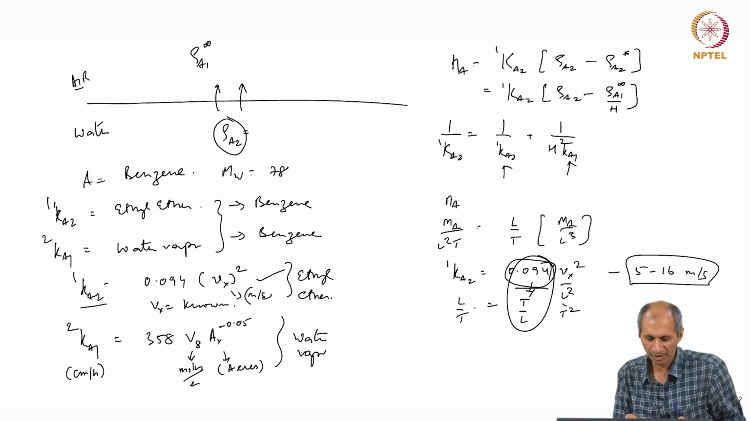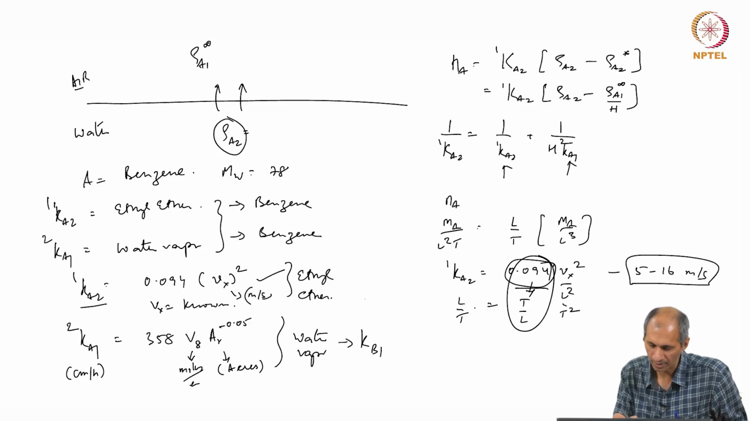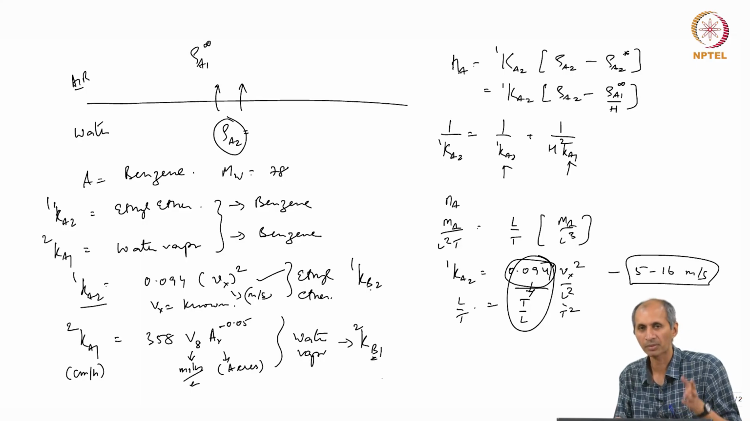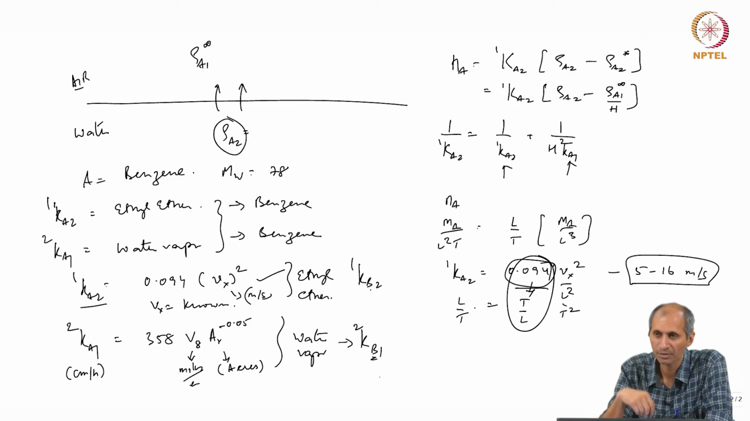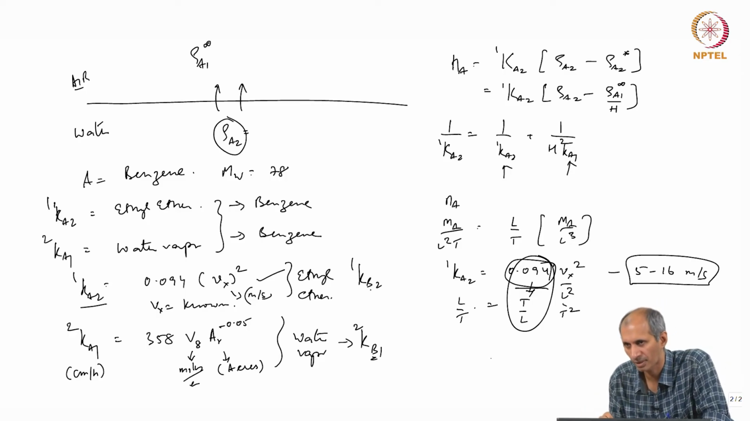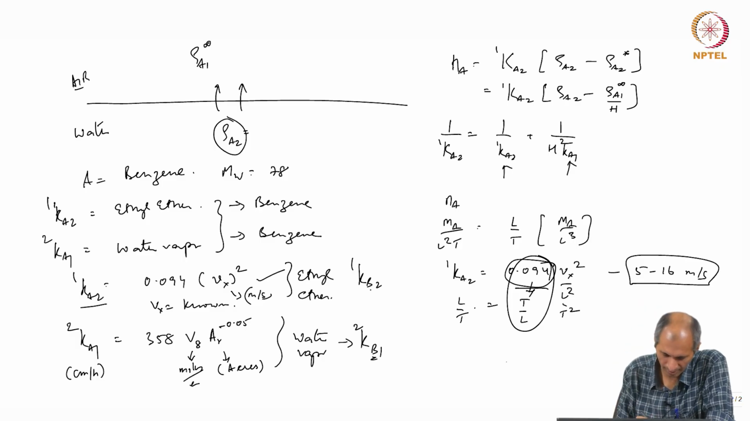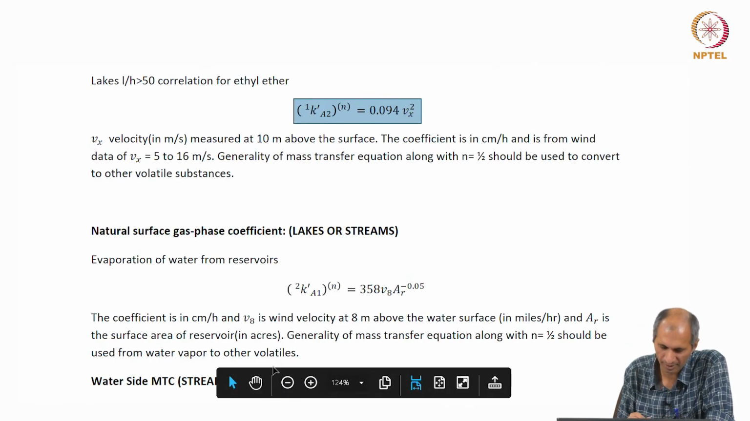Once you have calculated this, we have calculated Kb12 and Kb21, where B is ethyl ether here and B is water here. Now, you have to convert this to benzene, which is in your problem, if you want to use these correlations. So, we use the scaling laws that we talked about, and it is also given here as a suggestion. Generally n equals half should be used to convert to other volatile substances.